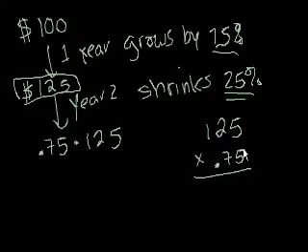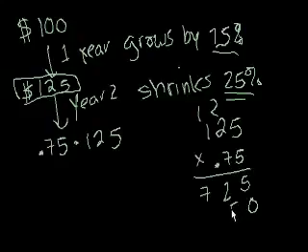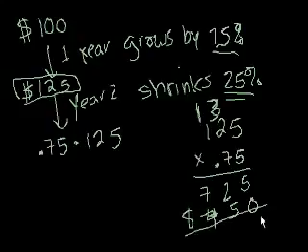Let's do the math. 5 times 5 is 25. 2 times 5 is 10, plus 2 is 12. 1 times 5, 7. Okay. 7 times 5 is 35. 7 times 2 is 14, plus 3 is 17. Sorry, 7 times 1 is 7, plus 1 is 8. So it's 5, 7, and then this is 7 actually. 14, 9. 94.75, right? 2 decimal points.